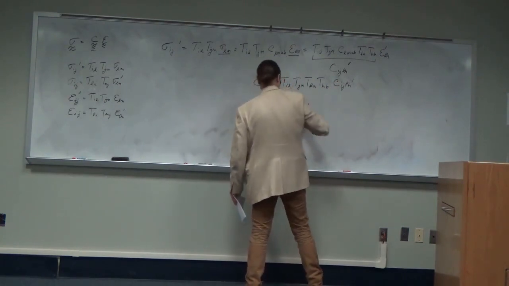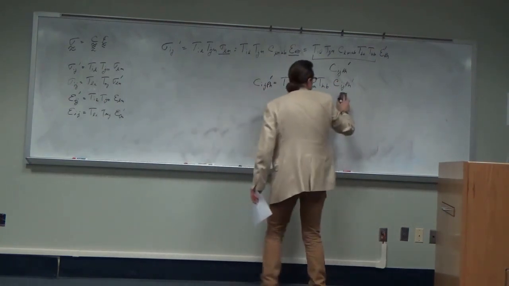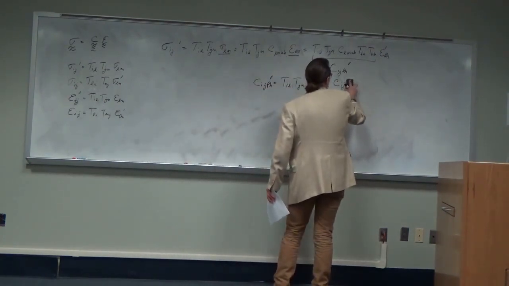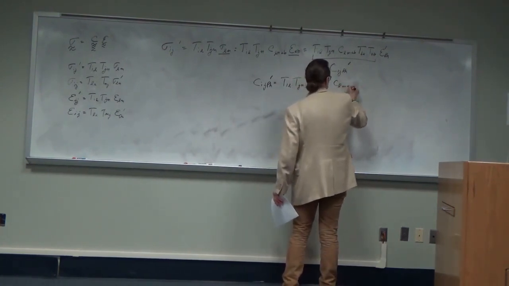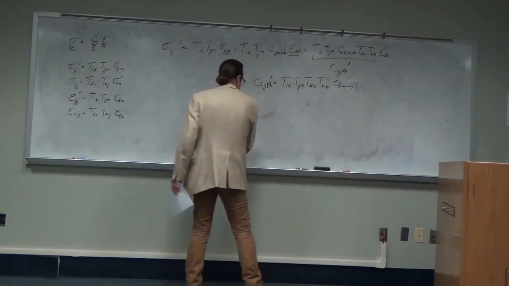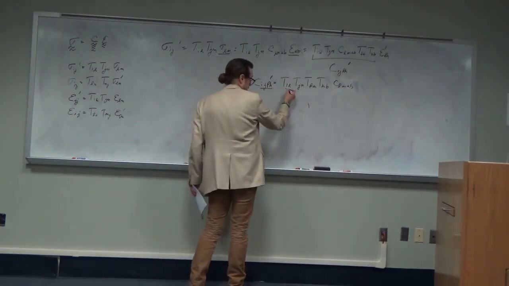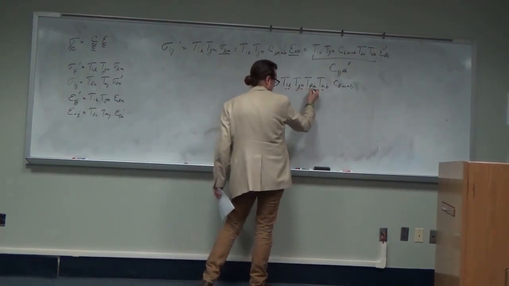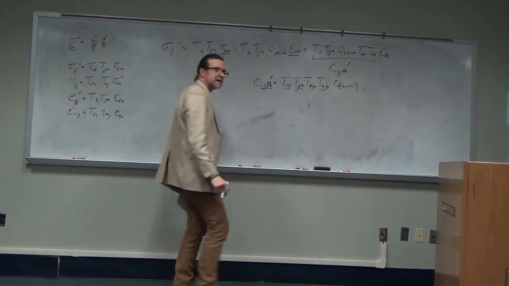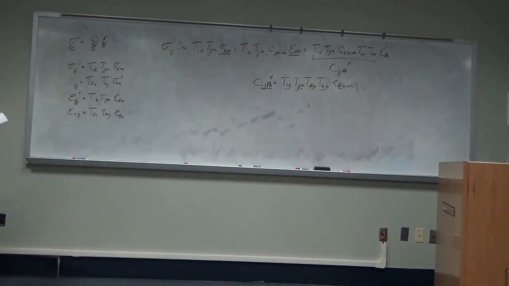That's right, C prime. This is C_lnab. So again, we lumped together coefficients to make it easier to remember the transformation.